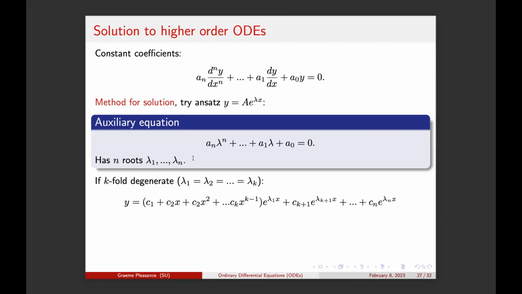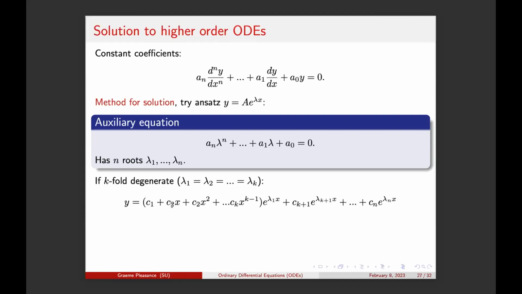So in the case where the solutions to this auxiliary equation contain k degenerate values, this is what I mean by k-fold degeneracy. For example, where lambda 1, lambda 2, up to some value k, which is less than n, are the same, then we have to modify our ansatz to reflect this degeneracy. The reason we have to do this is because, as I said, each of the terms that we construct the solution from has to be linearly independent.